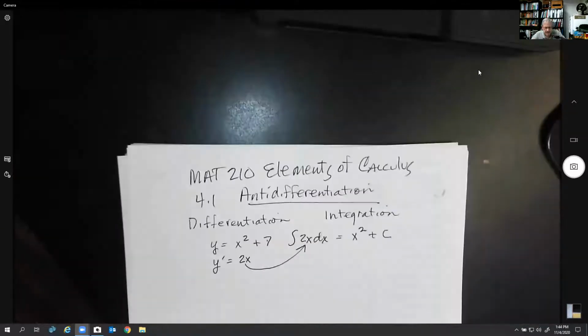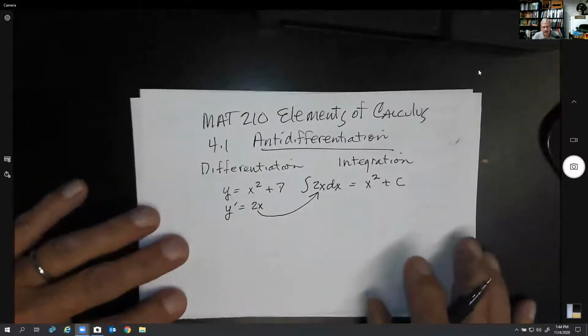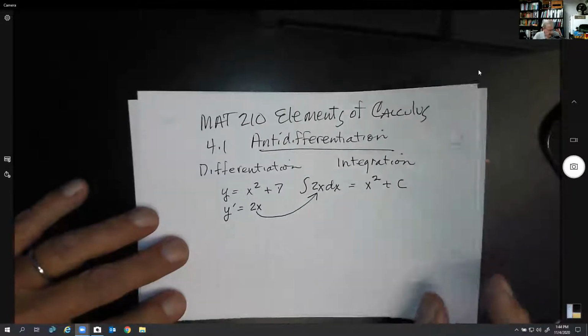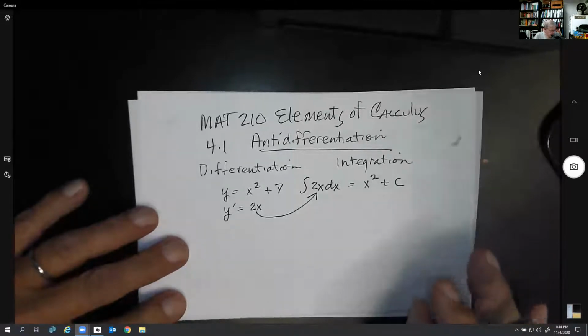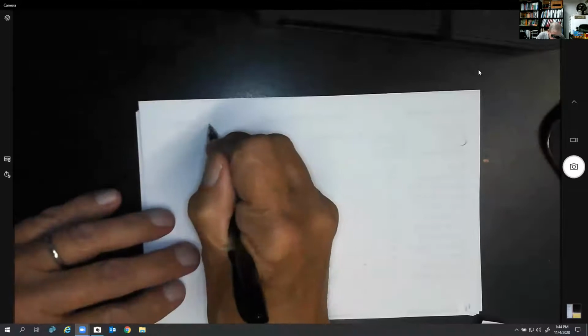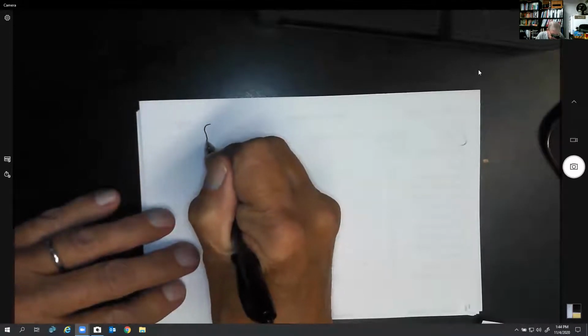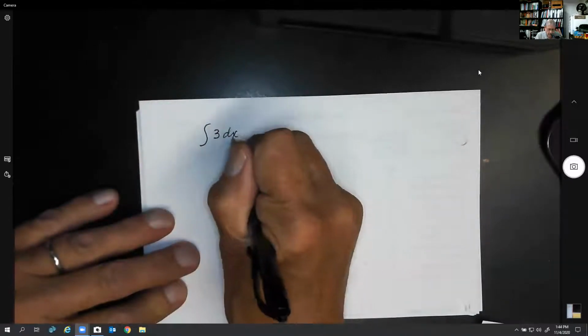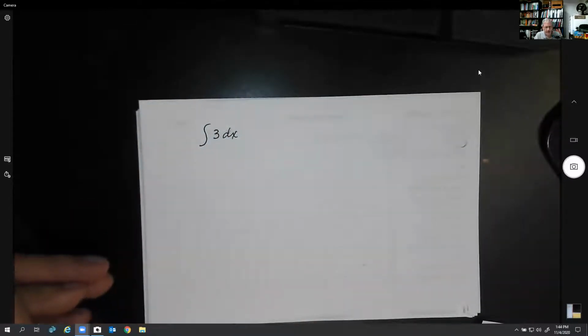I'm going to move this down just a little bit. Okay, so let's take a look at some of the basic rules. And just remember that this is the reverse of differentiating. So let's start out with one here. I'll give you an example, and then I'll give you the rule. Probably be easier. Say we want to take the integral of 3 dx. We have a number, and we want to take the integral of it.